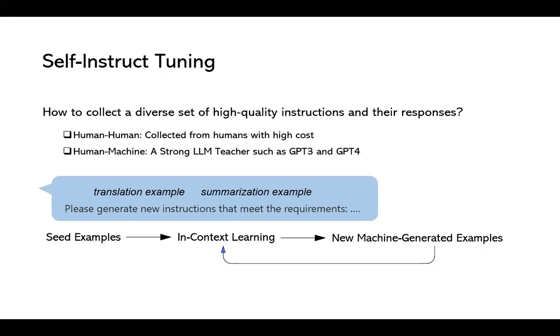Because we have provided these seed examples as illustration, we then ask a powerful language model to generate a diverse set of instructions and their corresponding responses. In this way, we can iteratively collect a large number of instruction-following data. And this is how self-instruct works in NLP.